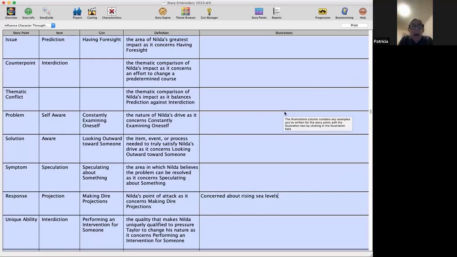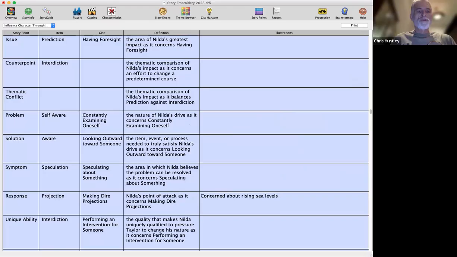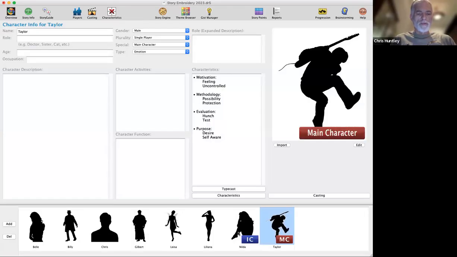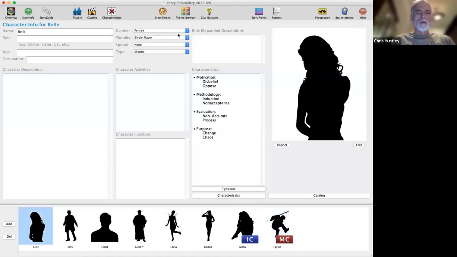Yes. What would you like? Okay, can you pick one that you would like to have done? Sure, I'll start with something relatively easy. Why don't we start off? Belle, who is the skeptic, what does she do? What's her occupation? And what's her age?